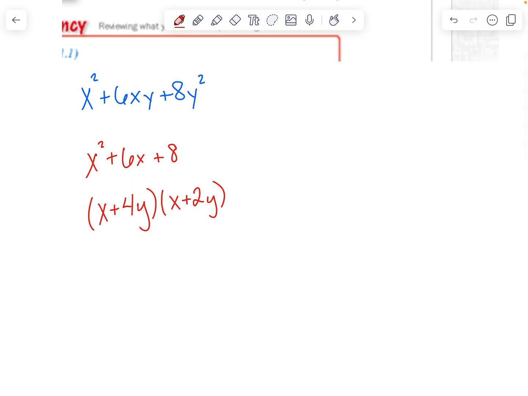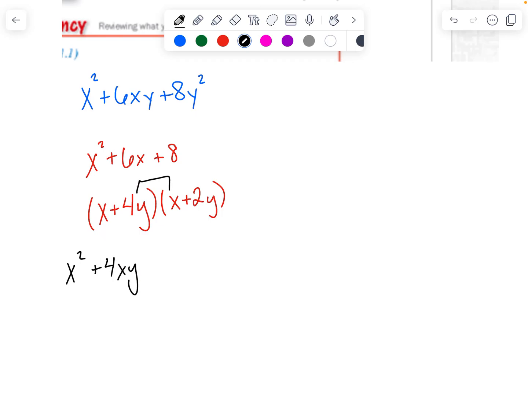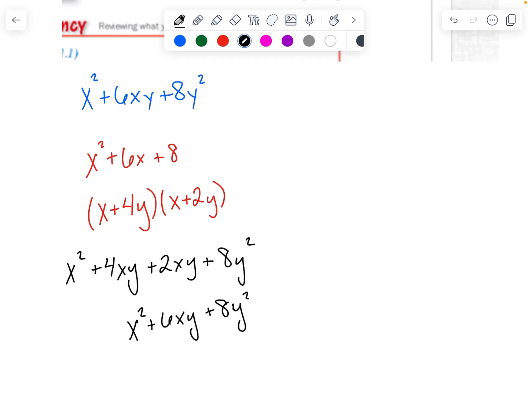If I check my work, which I should always do, if I were to multiply this out, let's use our FOIL method. I'd get x squared plus 4xy, if I multiply these together, plus 2xy. I got the order wrong there, but that's okay. It will still work out. Plus 4 times 2 is 8, and y times y is y squared. So I'd get x squared plus 6xy plus 8y squared.